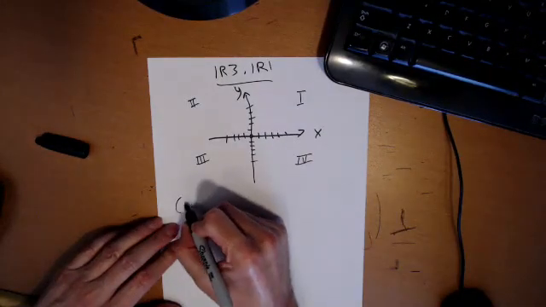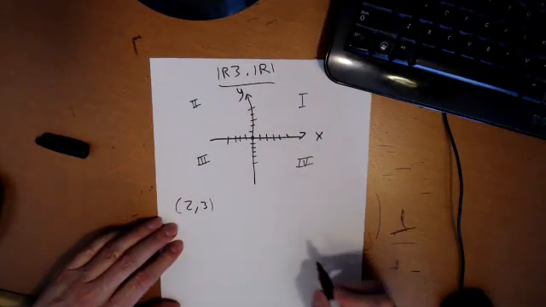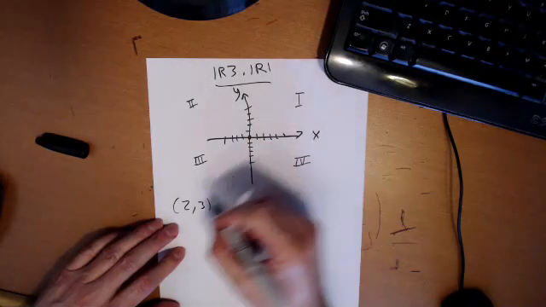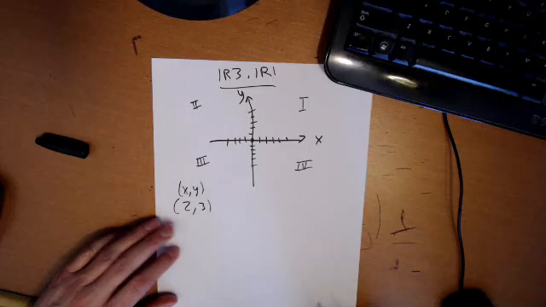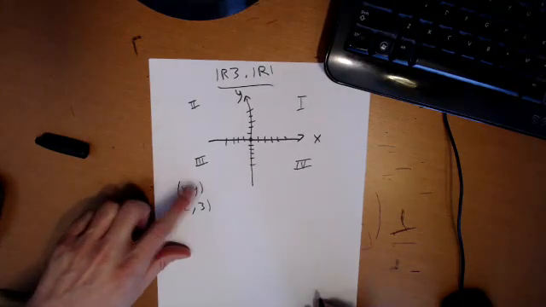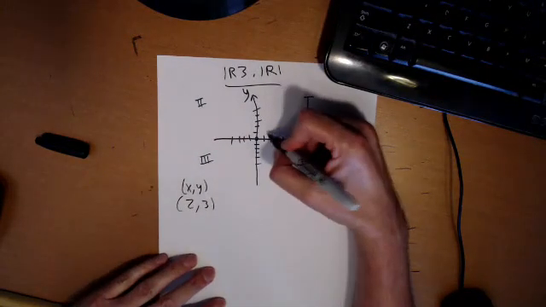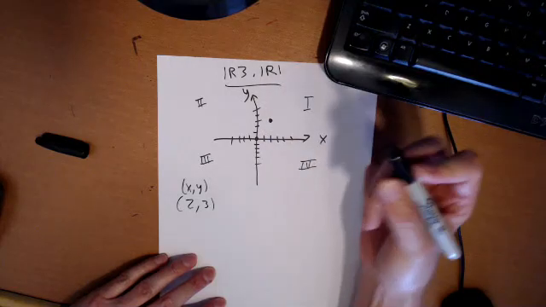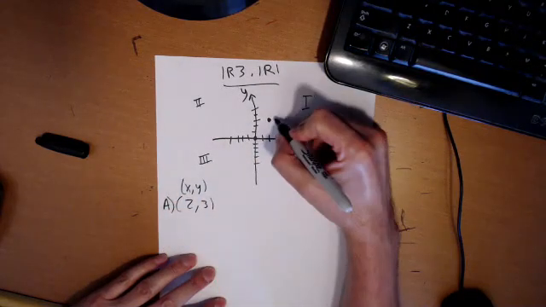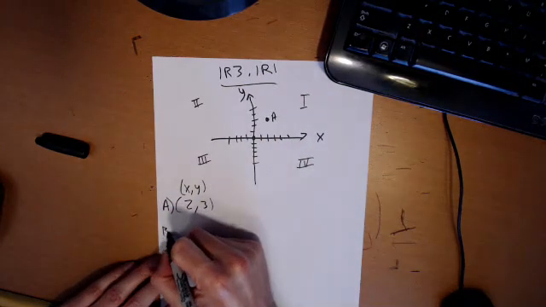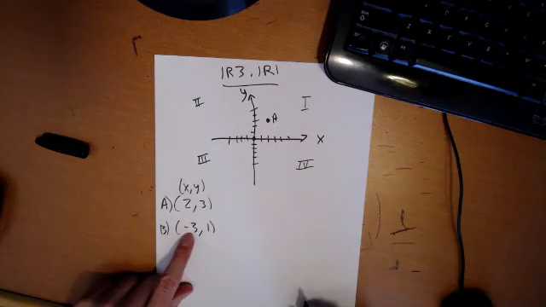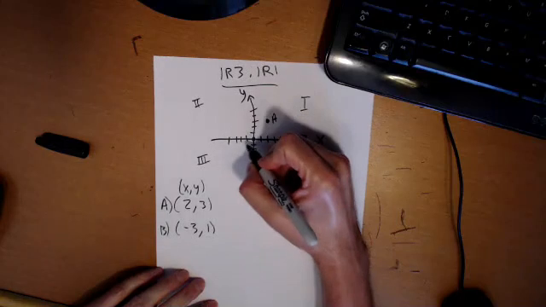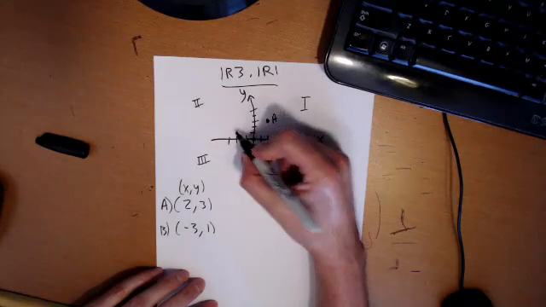Let's pick some points. Let's say you have 2, 3. So that's over 2, because remember all of the x, y's are in alphabetical order. X, Y, Z, so x, y, so over 2, up 3, put a dot. Let's say that was point A. Okay, let's make up a point B. Negative 3, positive 1. So go back 3, up 1. Back 1, 2, 3, up 1. Boom.